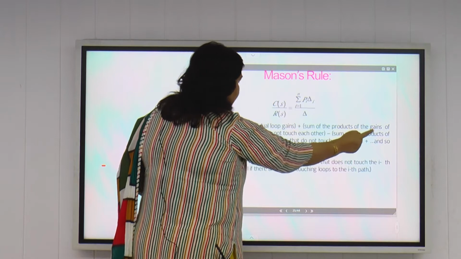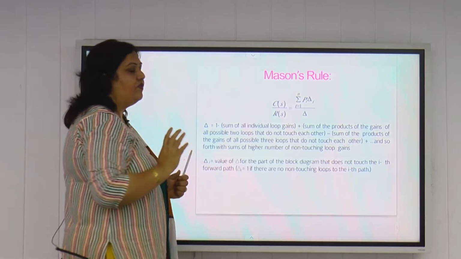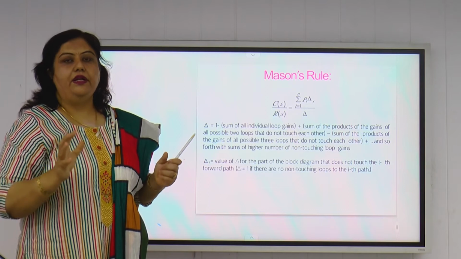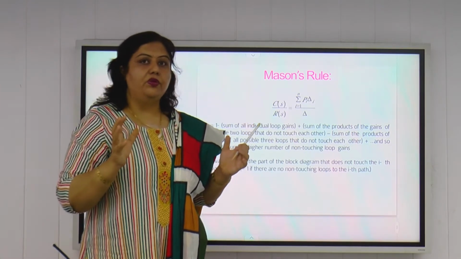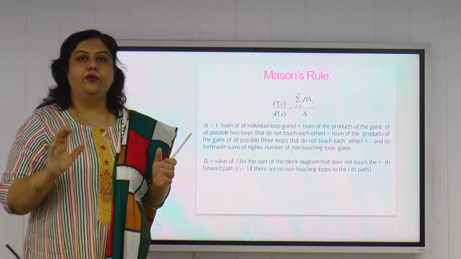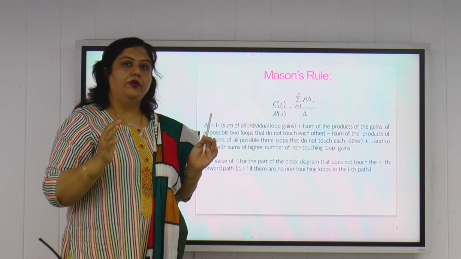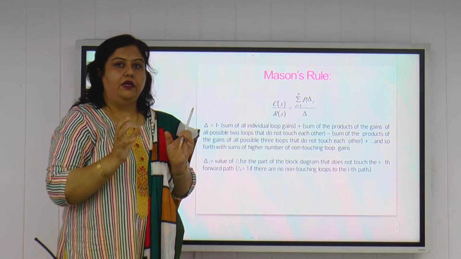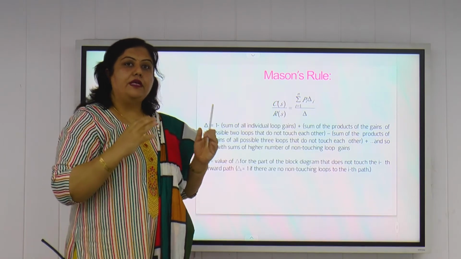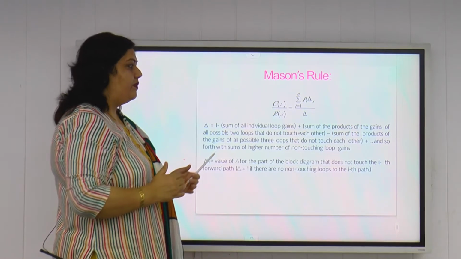of the product of the gains of all possible two loops that do not touch each other. So for the second bracket we have to identify the pairs of non-touching loops. As I have already discussed, non-touching loops are those loops which have no node or no branch common to each other. So when we identify the pair of non-touching loops, we will take the product of the transfer functions of that pair. Then we will sum up the products for the different pairs. We will explain with the help of an example.